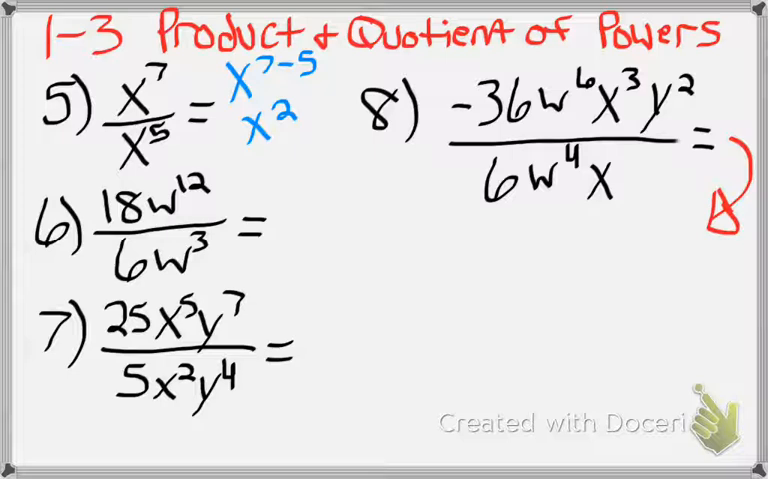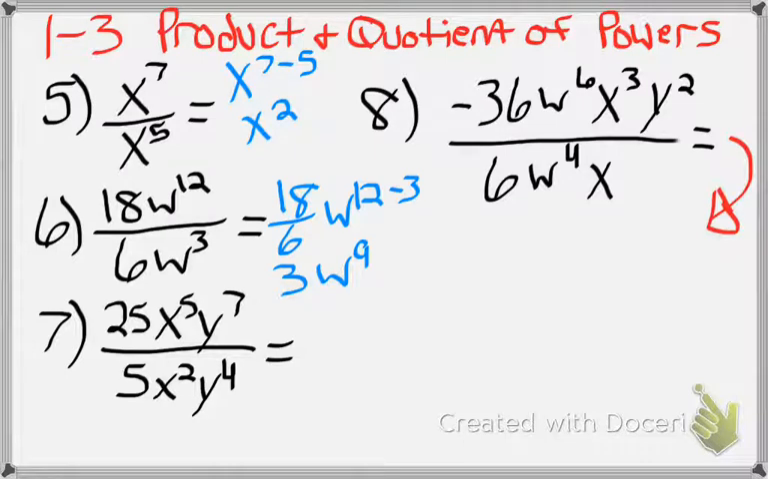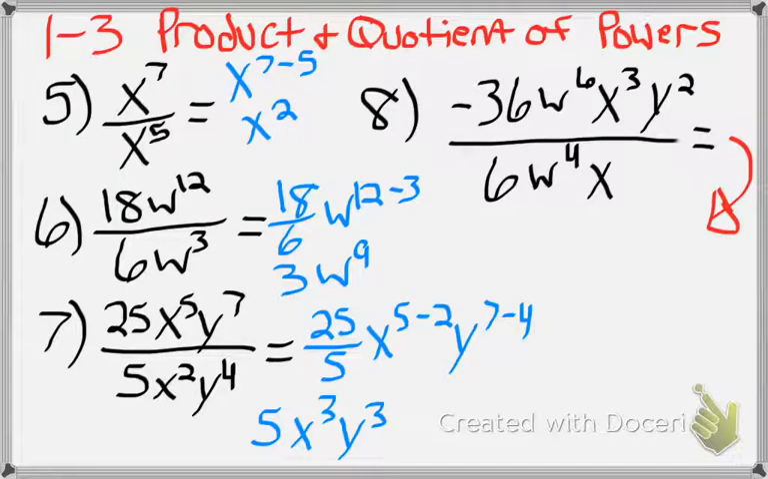Now as for number 6, divide the coefficients and then do the same thing with the variables. And you end up with 3w to the 9th power. 3 times w to the 9th power. Now, press pause and try number 7. Your final answer is at the bottom, and the work of how to show it is right above it. Divide the coefficients and then subtract the exponents. Make sure you're able to get these two answers.